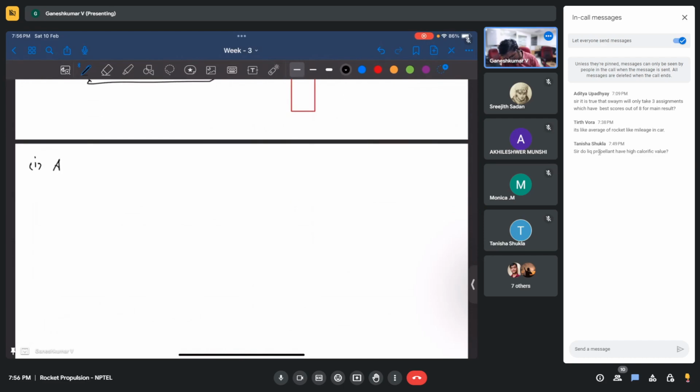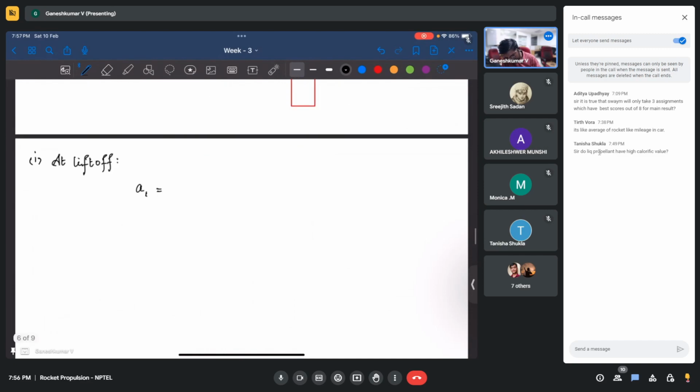So let's say at liftoff, acceleration, let me mark it as a1. It's going to be (F minus mg) by m. What is going to be F? What is going to be m?